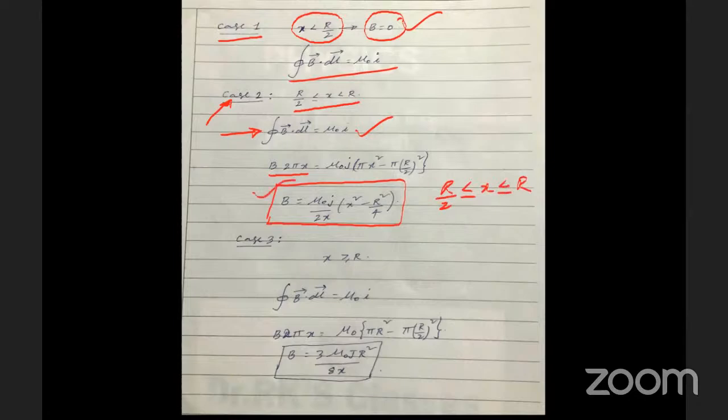Next, in case 3, when x is greater than R, the total current is completely enclosed. You can apply the integral of B dot dl is mu naught I. B into 2 pi x is mu naught times the total current enclosed, so you get the B value, which is inversely proportional to x. So your graph should reflect these three things: case 1, case 2, case 3.